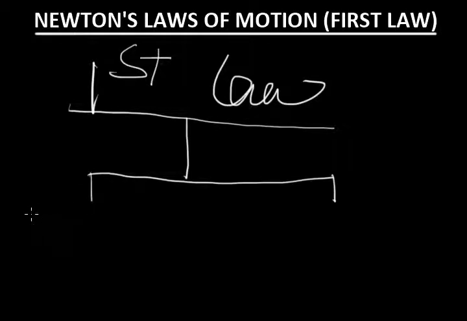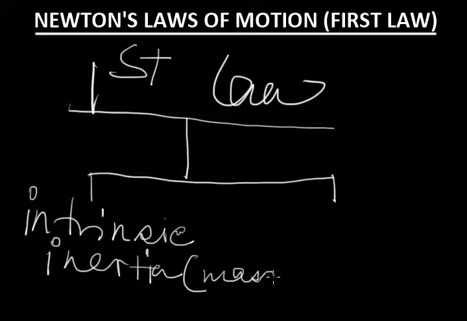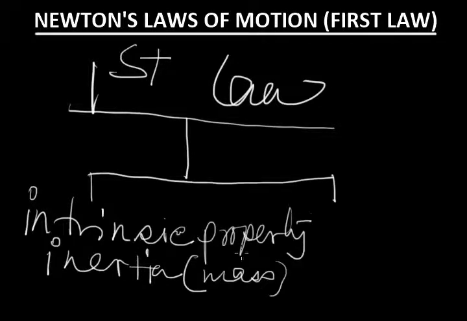One is an intrinsic property of matter. Now this intrinsic property of matter, what we call is inertia, and this inertia is again measured by mass. So this is the first thing that we have from the first law. We have an intrinsic property of a body, and that is measured by inertia, which in turn is measured by mass. Now this inertia again is of three types. We'll come to that in the next page.